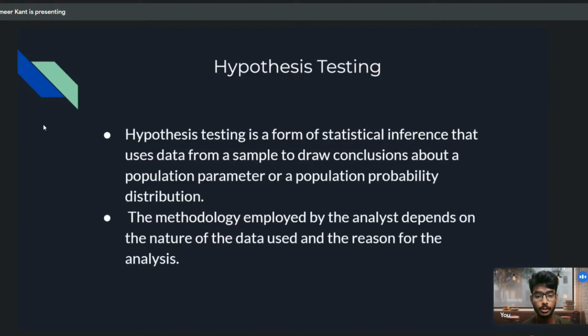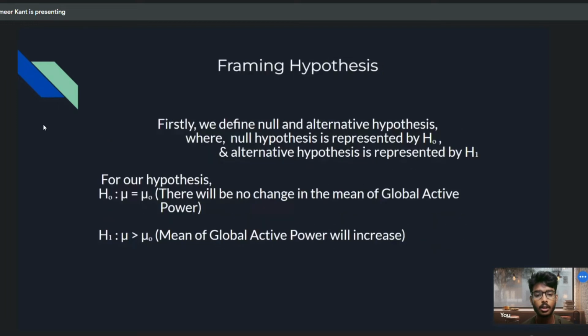Now for the hypothesis testing part. In hypothesis testing, we have to check whether the mean of the global active power will increase or not. In this, first we assume two hypotheses. The null hypothesis is that the mean will not increase, and the alternative hypothesis is that the mean will increase.